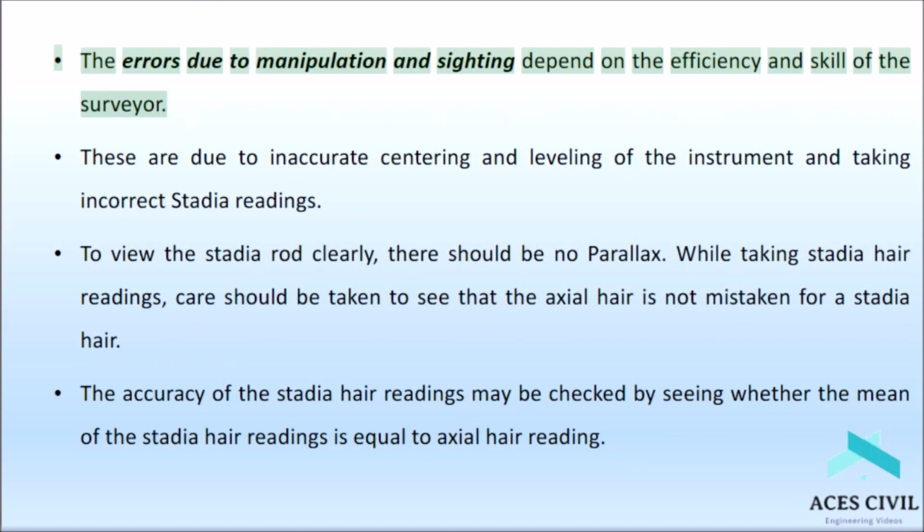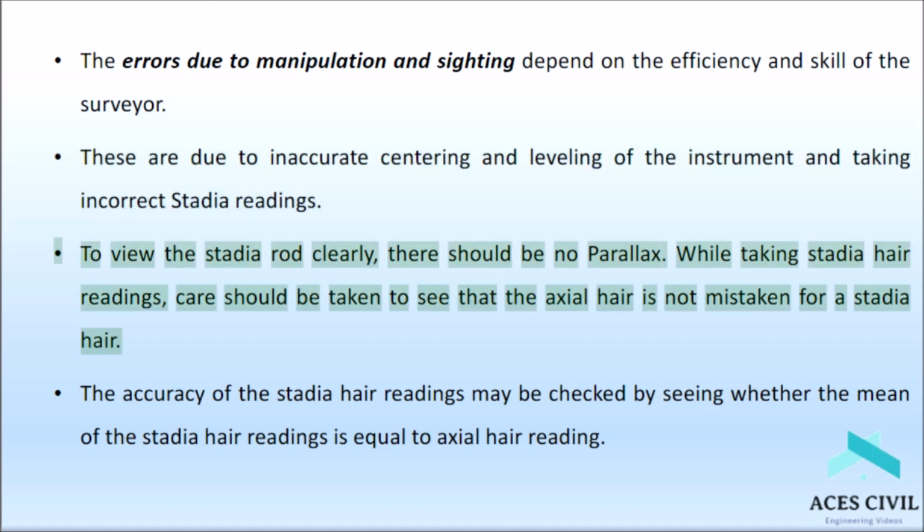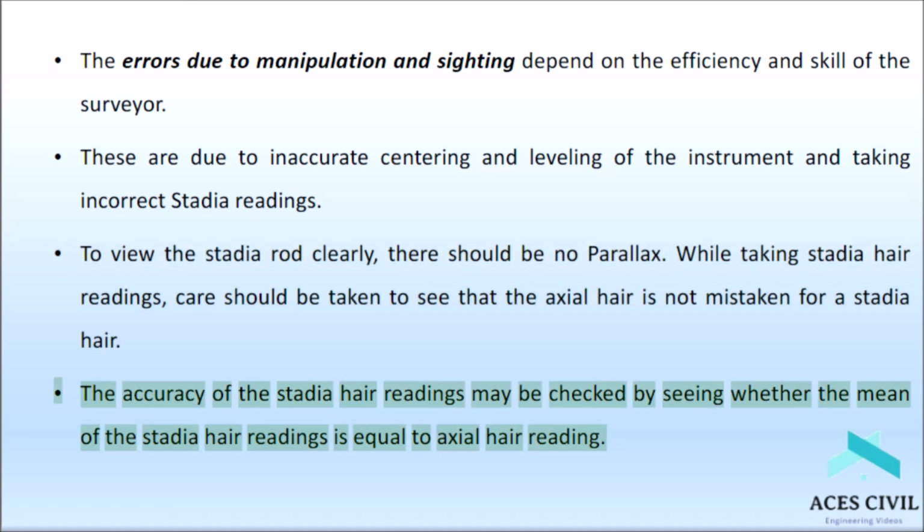The errors due to manipulation and sighting depend on the efficiency and skill of the surveyor. These are due to inaccurate centering and leveling of the instrument and taking incorrect stadia readings. To view the stadia rod clearly, there should be no parallax. While taking stadia hair readings, care should be taken to see that the axial hair is not mistaken for a stadia hair. The accuracy of the stadia hair readings may be checked by seeing whether the mean of the stadia hair readings is equal to the axial hair reading.